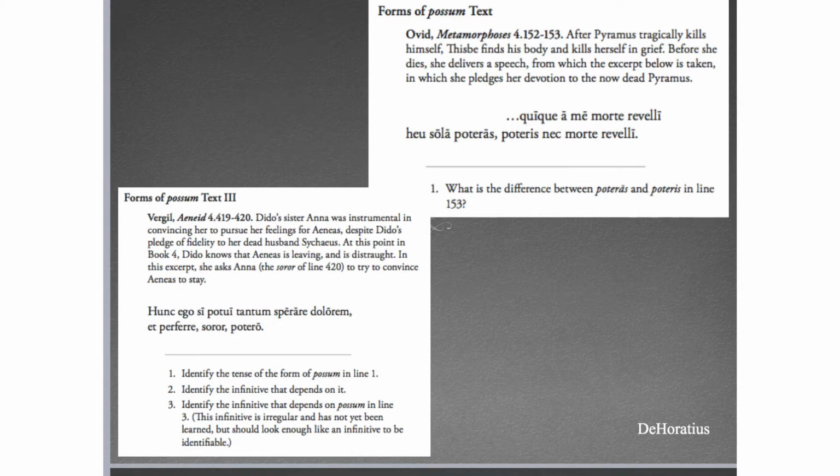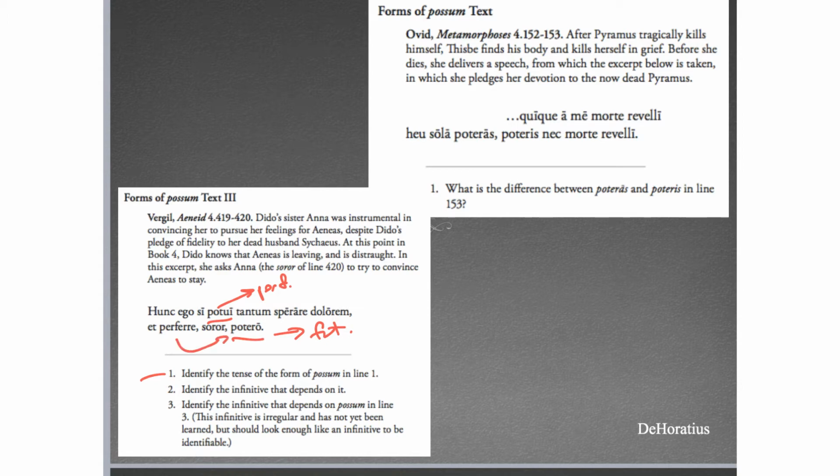All right, here's another possum text. So, what tense is the form of possum in line 1? All right, so potero. Oh, sorry. Line 1. This is perfect, actually. Potui is the perfect, which we've not quite learned yet. Apologies about that. But potero is there. That should say line 2. All right. Potero. What tense is it? It's going to be future. That ero. And the infinitive that depends on it is perferre.